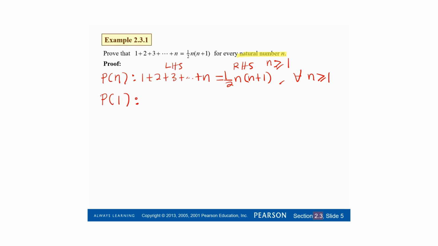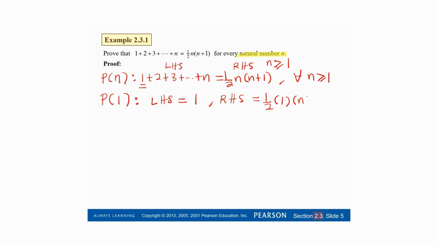So the left-hand side, for the first case, we have 1, correct? The first term will be 1. The left-hand side is not where you substitute into n, but it refers to the first case, which is 1. And the right-hand side, then we substitute the value of n. So on the right-hand side, we have 1 over 2. For the case n equals 1, we substitute n equals 1 into the formula.